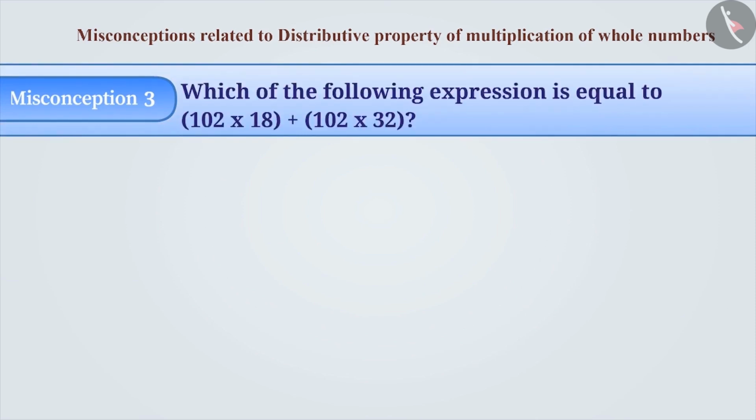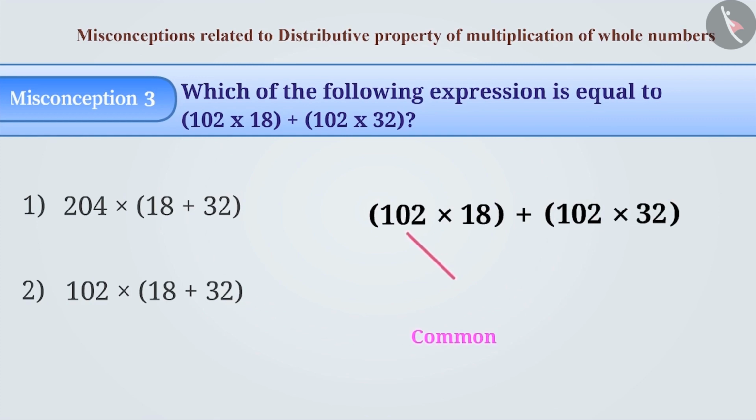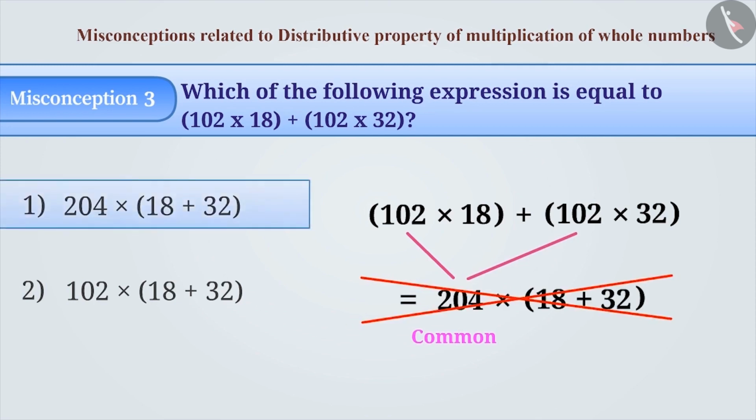Misconception 3. Which of the following expression is equal to 102 into 18 plus 102 into 32? While taking 102 as a common term from 102 into 18 plus 102 into 32, 102 in the first bracket is added to 102 in the second bracket. Therefore, option 1 is incorrect.